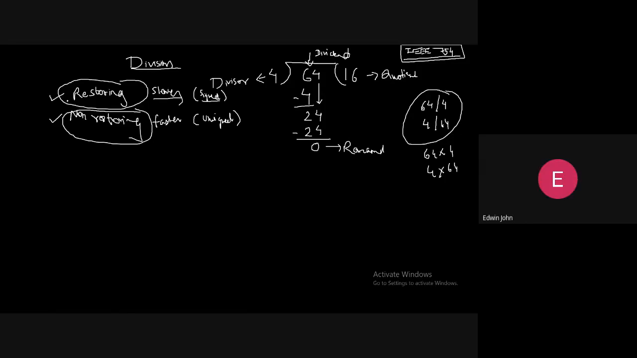So we'll be learning two algorithms. First we'll start with the restoring algorithm. Just write down the topic: restoring algorithm for division. In bracket you can write signed numbers. So it works with both signed and unsigned.